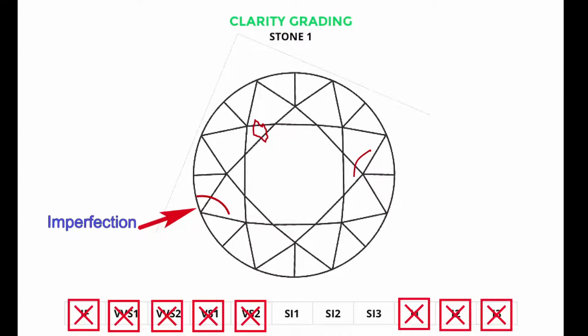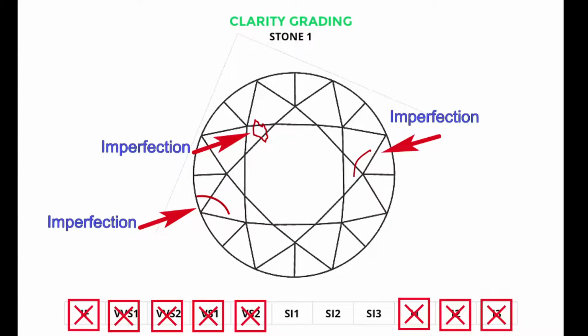I said, all right, let's assume that you only had the one in the star at 11. What do you think you would call it? He said to me, well, it's definitely much, much more visible than in the VS2, so I'd probably have to call it an SI1. I said to you, okay. What about these two? The same thing. Each one of these is probably an SI1.